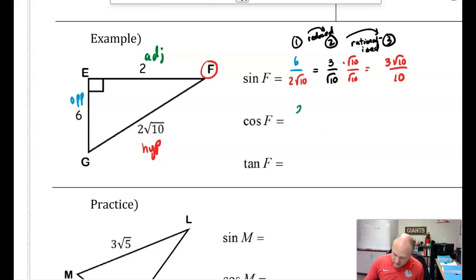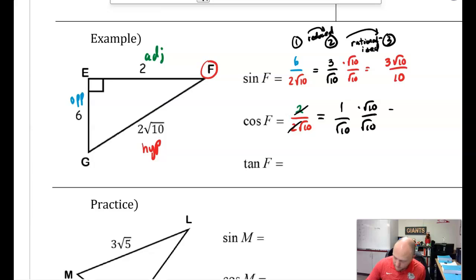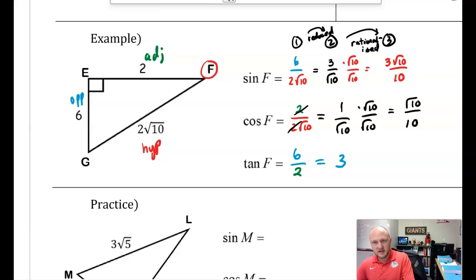All right, next, cosine. That's adjacent over hypotenuse. So 2 over 2 square root of 10. And when we reduce here by 2, the 2's cancel and you get 1 over square root of 10. So we'll multiply both top and bottom by square root of 10. And we get square root of 10 over 10. Okay, last one, tangent, opposite over adjacent. Usually this one is the most difficult. Opposite is 6, adjacent is 2. And 6 over 2? 3. Okay?